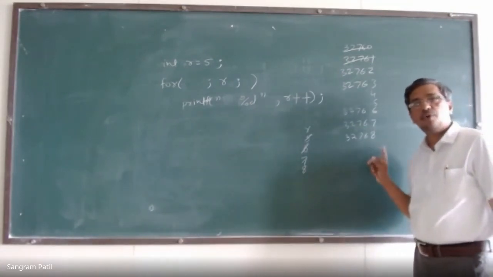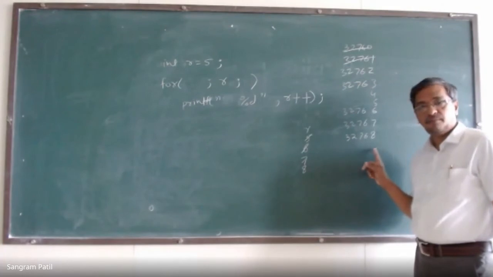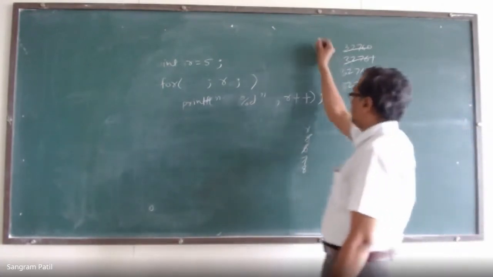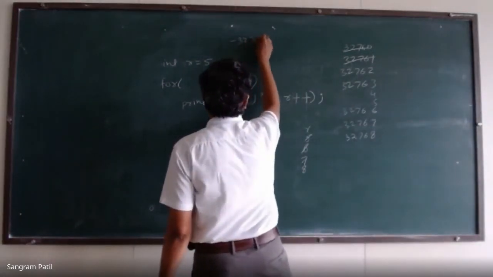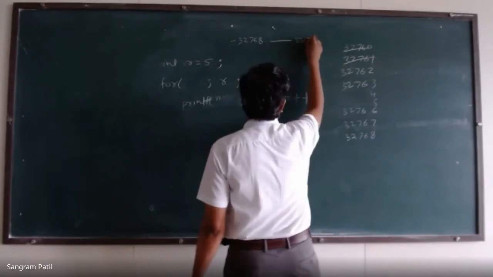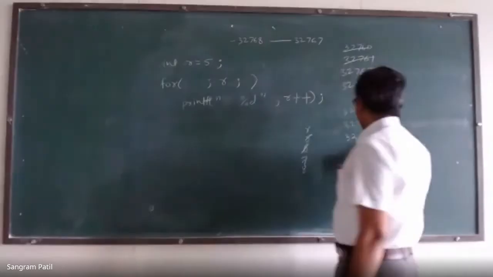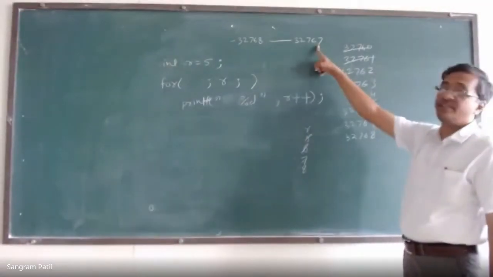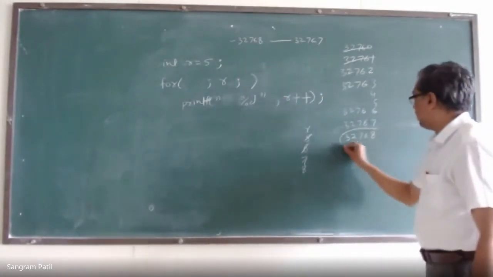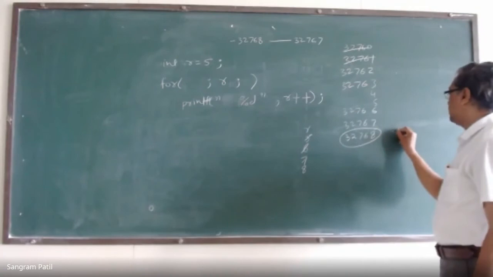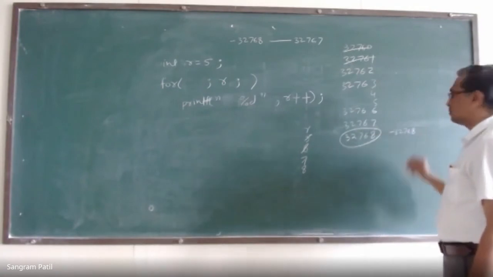And this is out of integer range. This value is out of integer range. Whenever a variable is an integer, its value remains between minus 32768 and plus 32767. And this becomes greater than 32767, so it takes a negative value. So this will be converted to minus 32768.